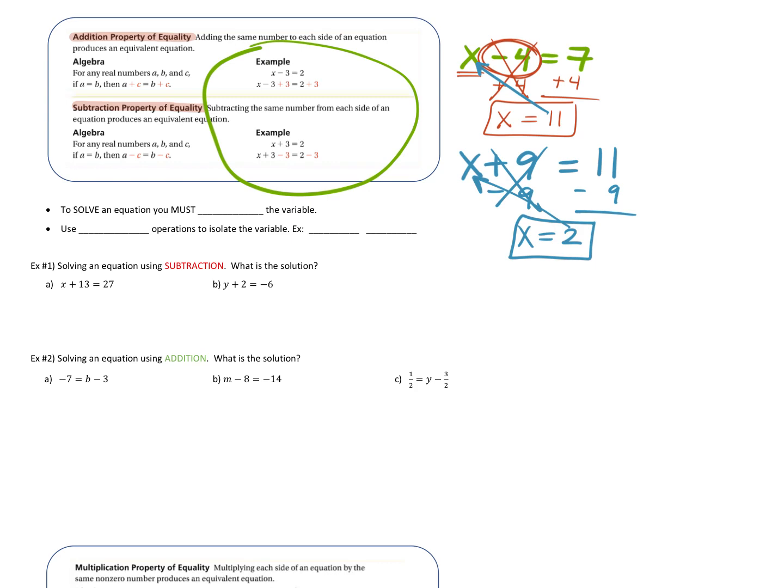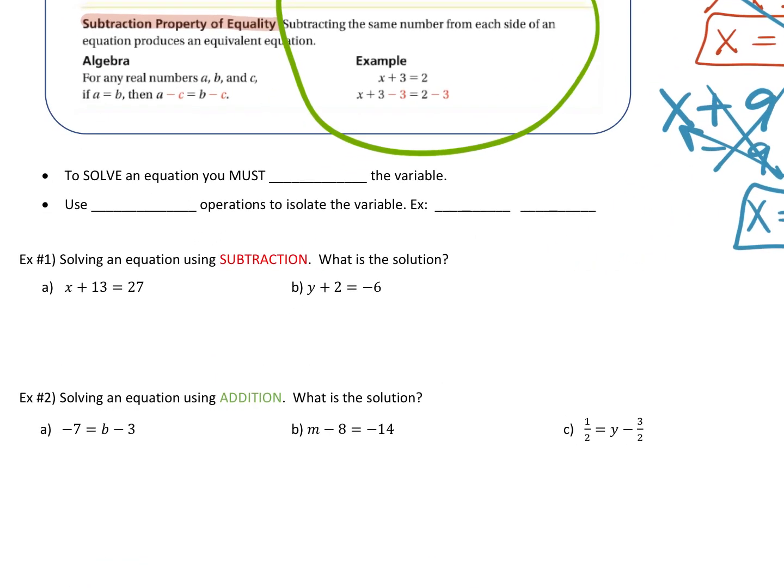Okay, so here are the things I just told you. To solve an equation, you must isolate the variable. Get the variable by itself, and then you use inverse operations to isolate the variable. So what would the inverse operation to addition be? Subtraction, okay? So addition and subtraction are inverse operations.